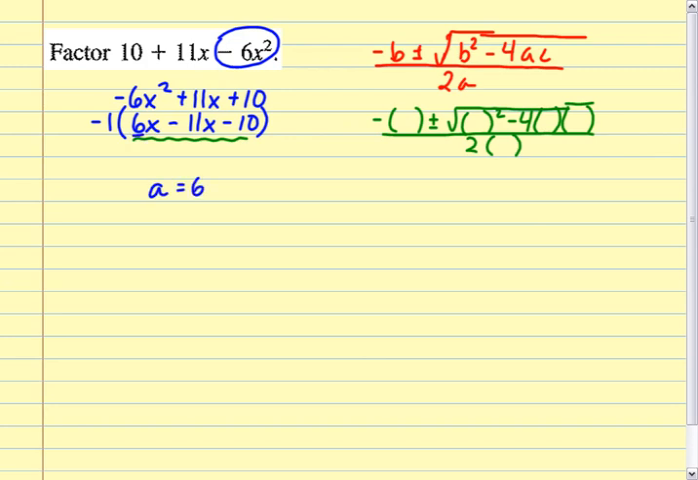All right. Now, when I look at what's left inside those parentheses, I see that a is equal to 6. Oh, this is squared. B is equal to negative 11. And C is equal to negative 10. Okay, now I'm going to pause here. We'll pick up here on the next video.